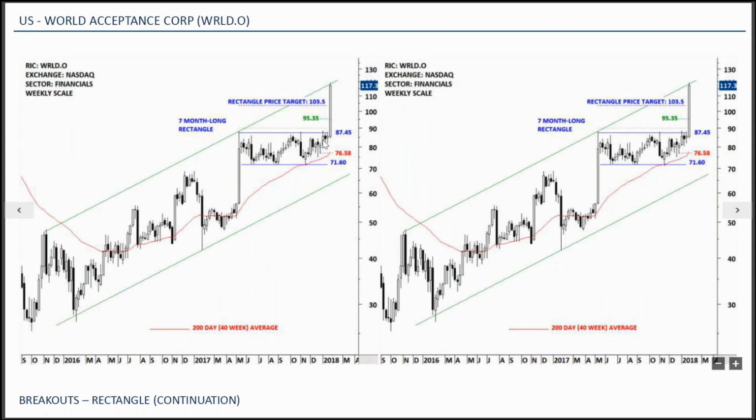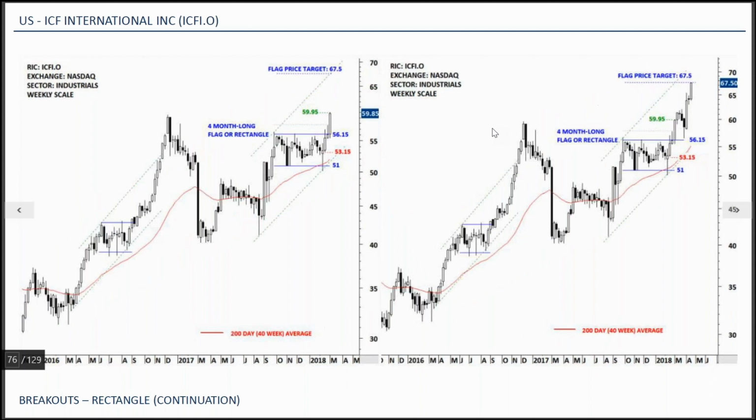World Acceptance, another US stock, you can see how nice the trend channel has been, and this consolidation took place in that trend channel above the long-term average, and the breakout took place in 1 week, reaching its chart pattern price target and the upper boundary of the trend channel. Here, this was a recent breakout, ICF International. You can see that this 4-month long consolidation had several tests of chart pattern boundary. Here, a similar consolidation took place in a nice trend channel. So basically, I was looking forward to another breakout in a similar way, and it took place, a pullback, and then we reached the chart pattern price target in a short time period.